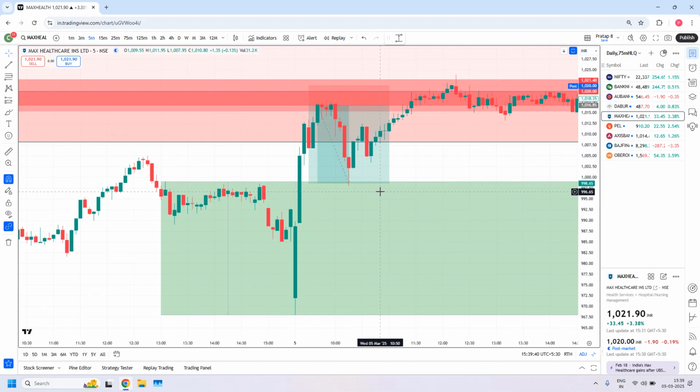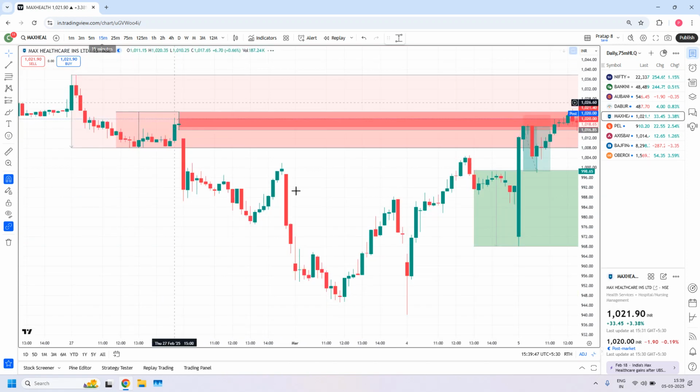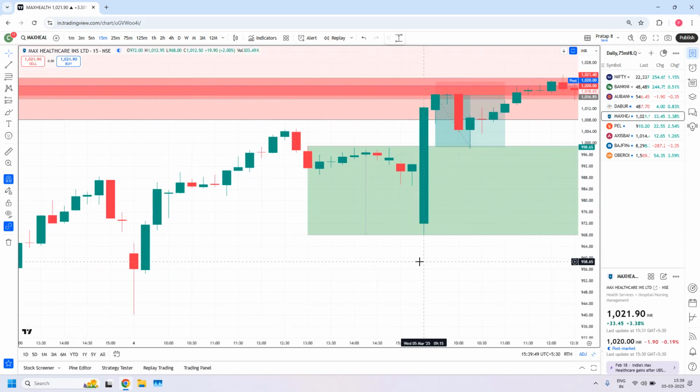The target is not the 15-minute zone. Why not 15 minutes? First go to the 15-minute zone. See, the zone structure is not clear. We have a rally candle, we have a drop candle. See how many ways? 1, 2, 3, 4, 5, 6, 7, 8, 9.